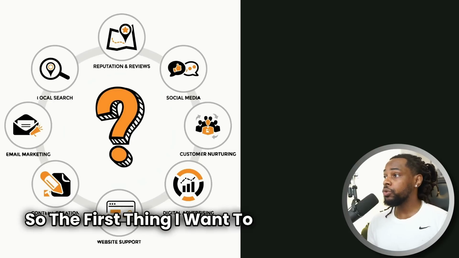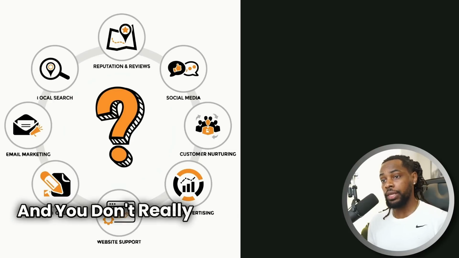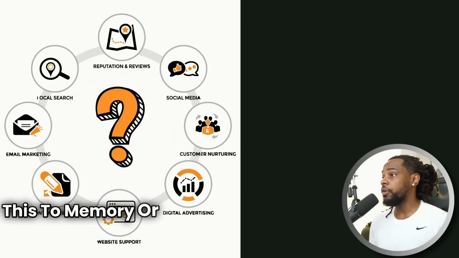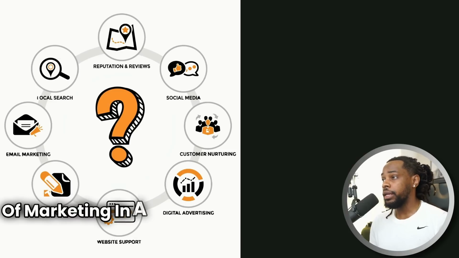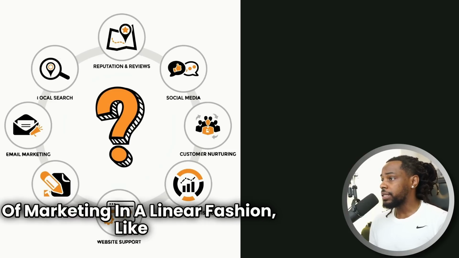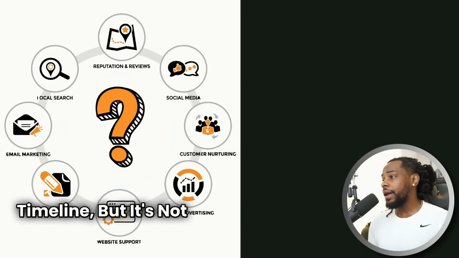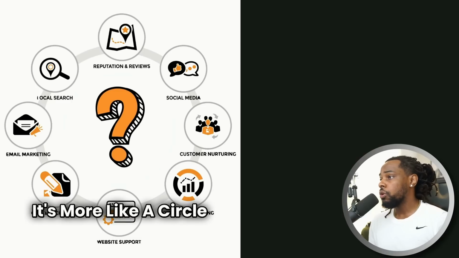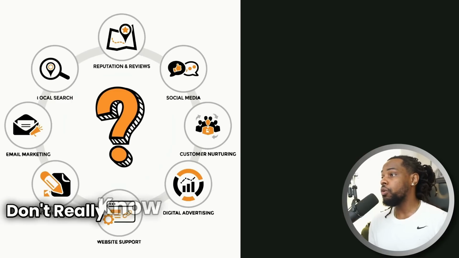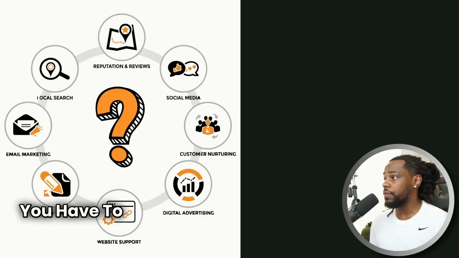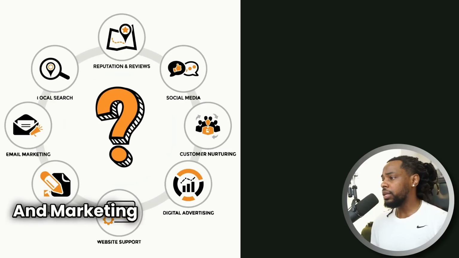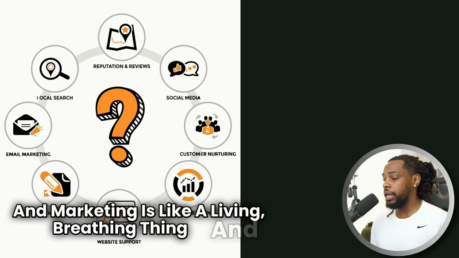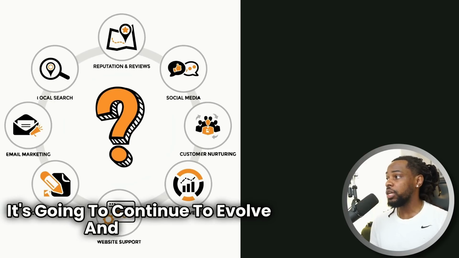So the first thing I want to do is just show you a diagram, and you don't really have to commit this to memory or anything like that, but a lot of people like to think of marketing in a linear fashion, like a timeline, but it's not actually like that. It's more like a circle or a diagram, because we don't really know what's going to work quite yet. You have to find something first and then get analytics, get data to tell you what you should actually do next. And marketing is like a living, breathing thing, and it's going to continue to evolve and change.